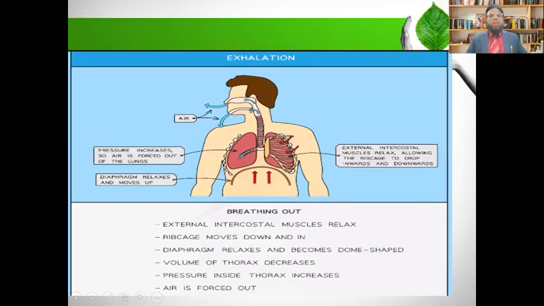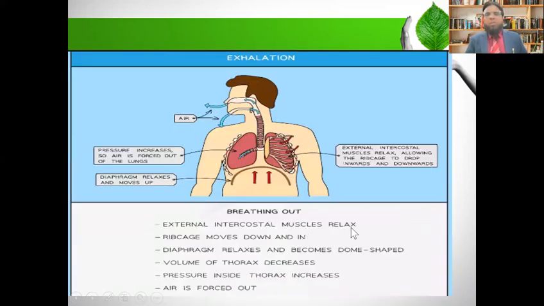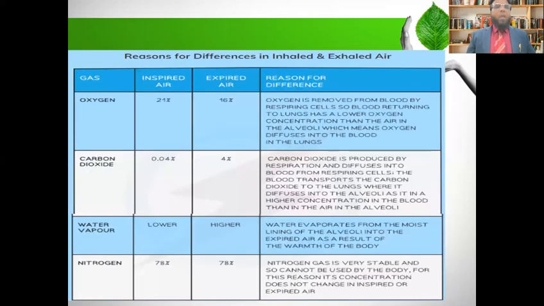Now come to the next one, exhalation. Exhalation means breathing out. When you breathe out, what happens with the intercostal muscles? The external intercostal muscles relax, and the rib cage moves down and in, and the diaphragm relaxes and becomes dome-like. Volume of thorax decreases. Pressure inside the thorax increases. Air is forced out, meaning air comes out from the lungs. So this is what exactly happens in the exhalation or expiration process.